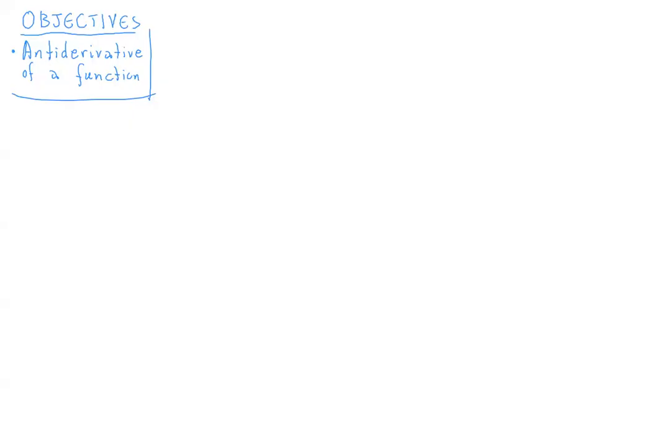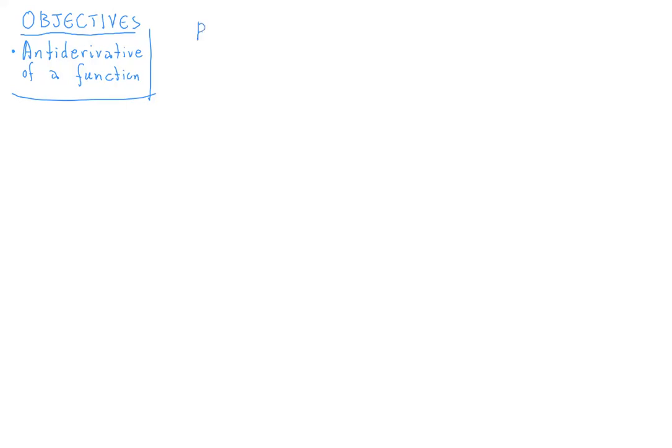We're going to talk now about the notion of antiderivative. We've seen that if we have a function, then we can take its derivative, which at every given point is the slope of the tangent to the graph at that particular point. And we saw that for polynomials, it's pretty easy to find the derivative.